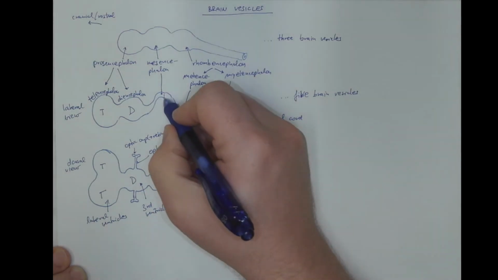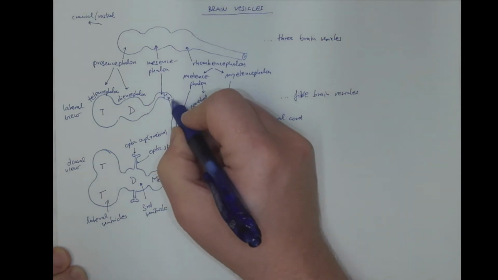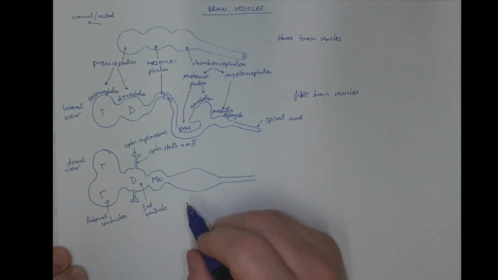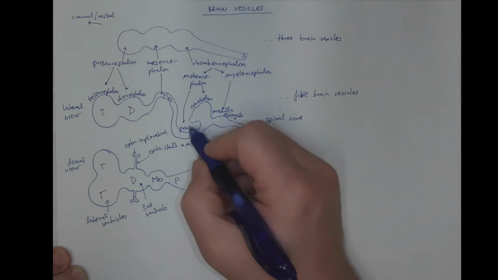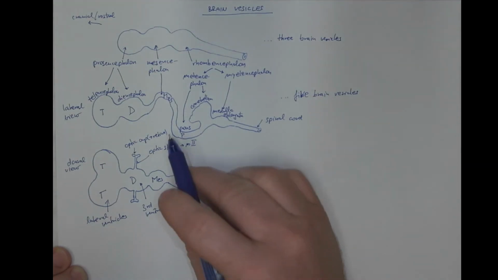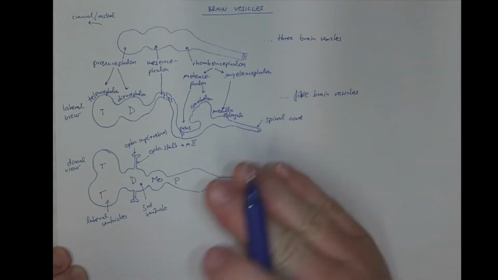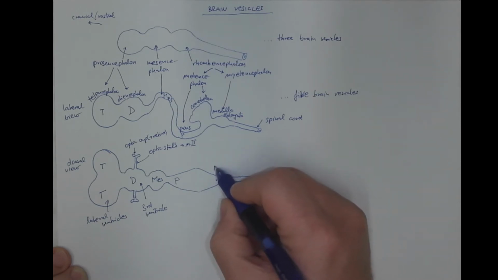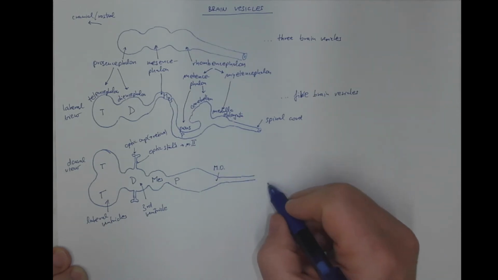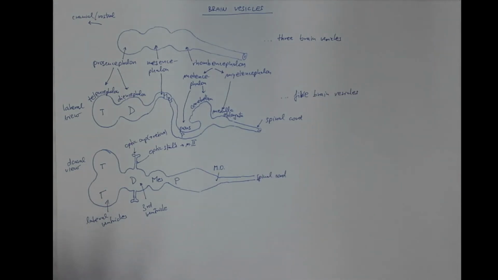Then we have the mesencephalon, and here is the pons. And as we see only the bottom of the rhombencephalon, we don't see the cerebellum that has been removed or made transparent. Here is the medulla oblongata and the spinal cord.